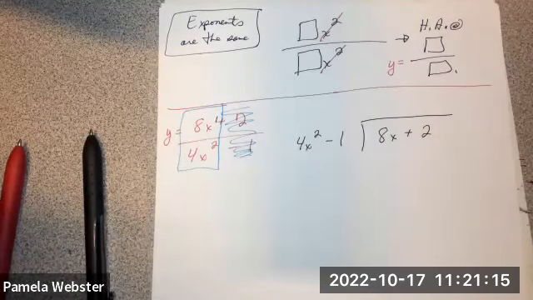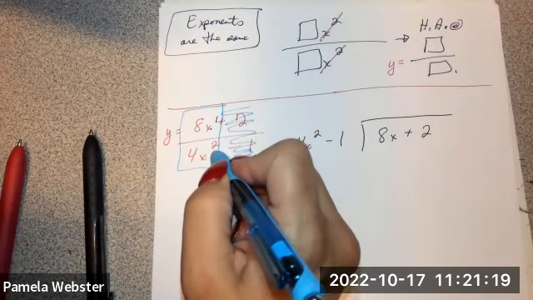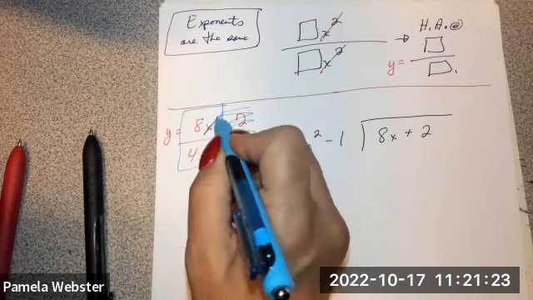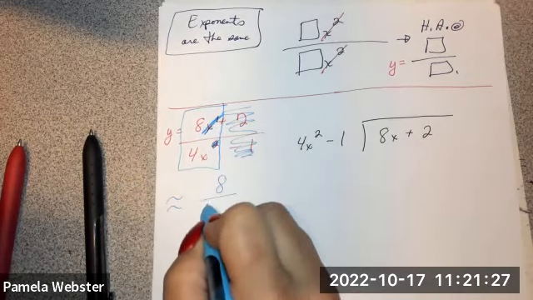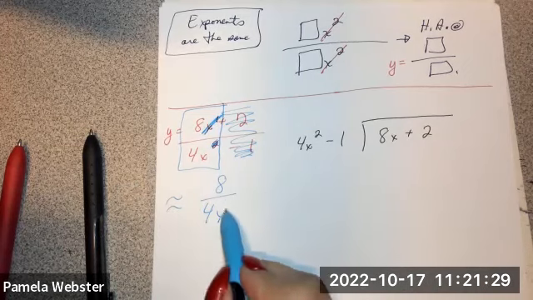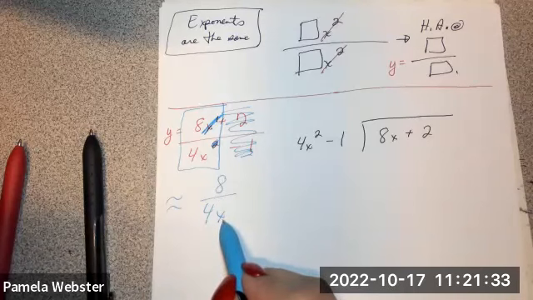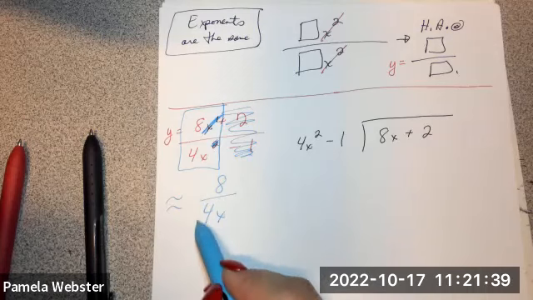So in my head, what I think is, there's one x on the top and two x's on the bottom. One of those would go away with one of those. So this is about the same as saying 8 over 4x. And then I think about, but what is this? If I go way out into the long term, this is like an infinity on the bottom. This is going to go towards 0.